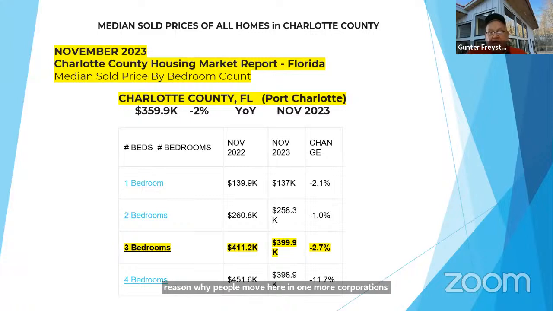In the latest research from November, a typical home, a 3-bedroom, 2-bathroom, about 1,500 square feet, the average sales price by November was $399,000 in Charlotte County in general. Narrowed down to Port Charlotte, where we work, the median price, as you see in the middle, is $360,000, and it's a little bit lower, like 2% lower than over the last 2 years.